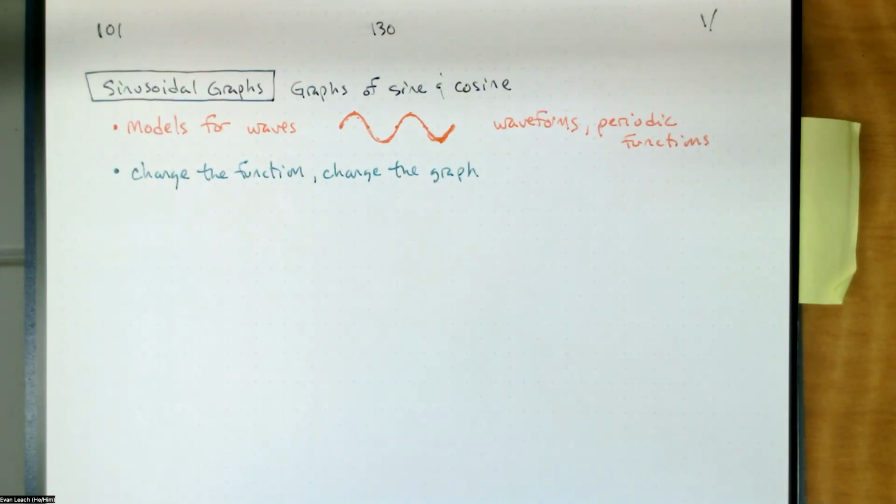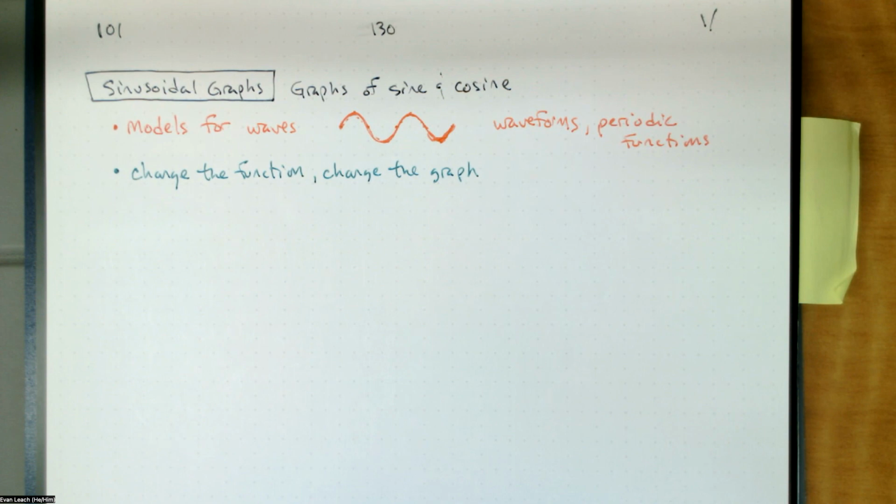Today we want to look at sinusoidal graphs. That's graphs of sine and cosine. The reason that we care is that sinusoidal graphs are good for modeling things that come in waves, so waveforms or periodic functions. If we have some kind of phenomena that repeats at a regular interval, then we might want to model it with a sine or a cosine function.